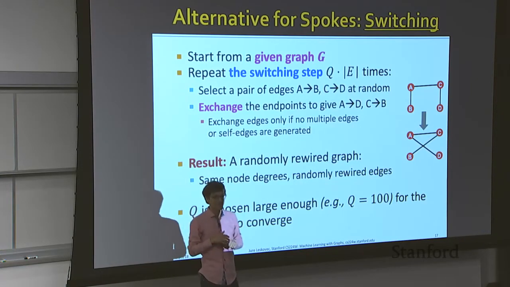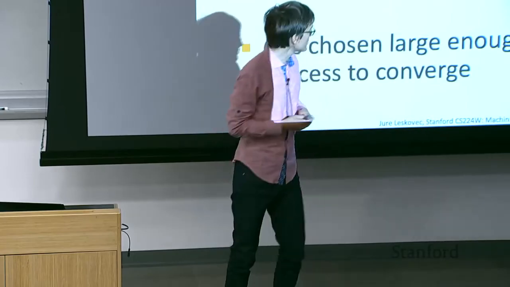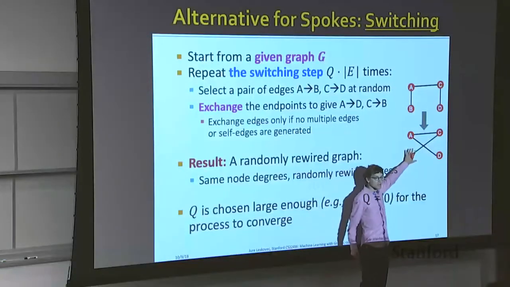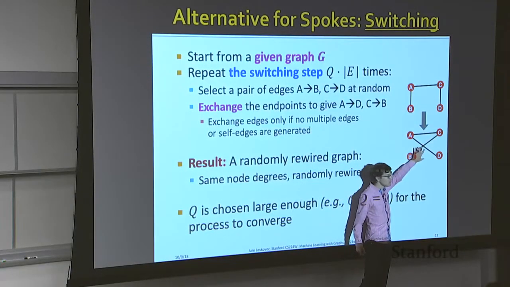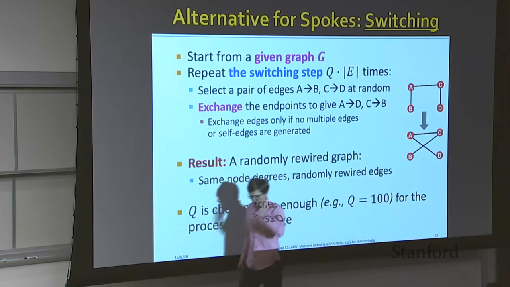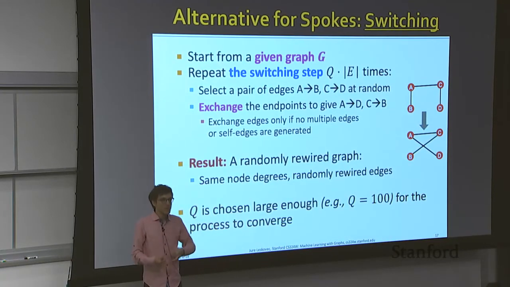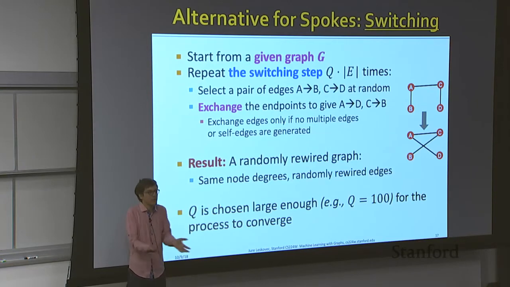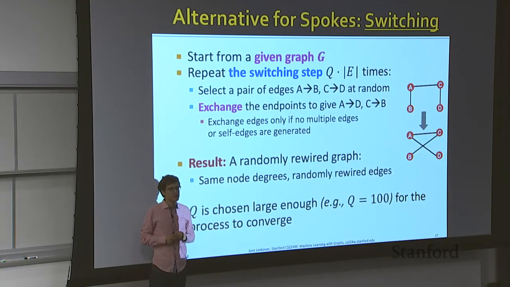Yes? Is it converging on one particular graph, or does it just keep cycling through being random? So if you run this for a long time, you can show that this thing will converge. So if you stop it at some random time, you will get a random graph from the family of graphs with a given degree sequence.